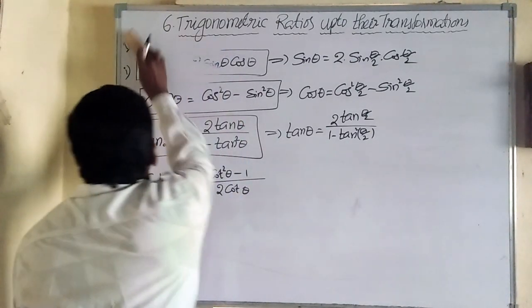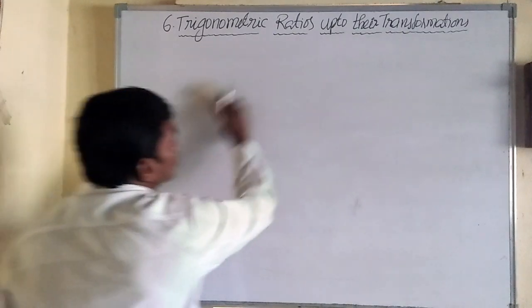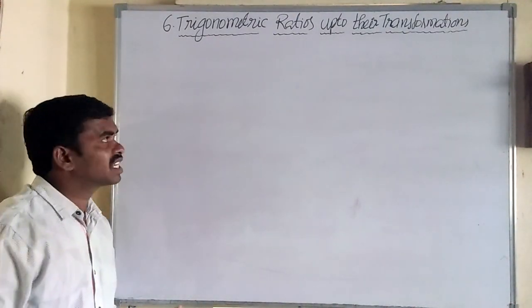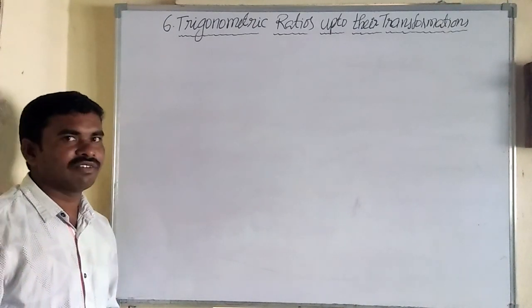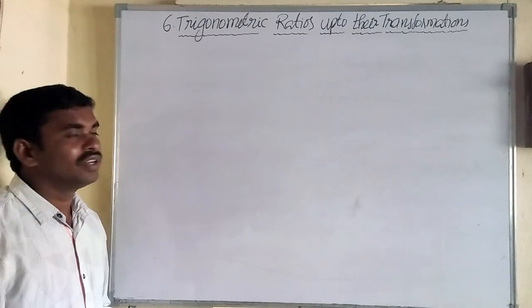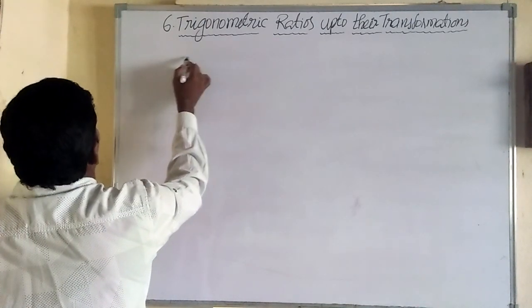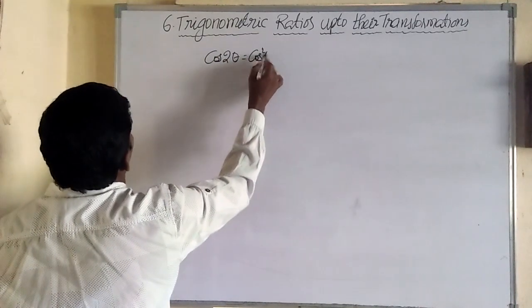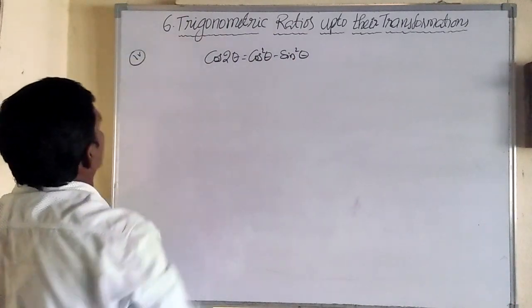Okay. Next, fourth. Trigonometry: most students feel it is a difficult chapter, but you are clever, I think, so you can easily understand. Based on the cos 2 theta formula, that is cos square theta minus sin square theta, I am giving the fourth category.